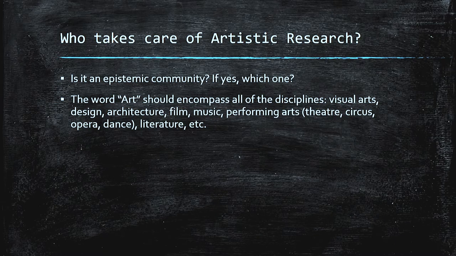Then when I say art, it's just a small footnote. I want to include all the disciplines, despite the fact that I am from, let's say, visual arts and media arts myself, but I have my PhD in critical media studies, which is humanities and social sciences. But when I say art, please have in mind that I also mean everything else which is listed here, including design, architecture, film, music, performing arts, literature, etc.